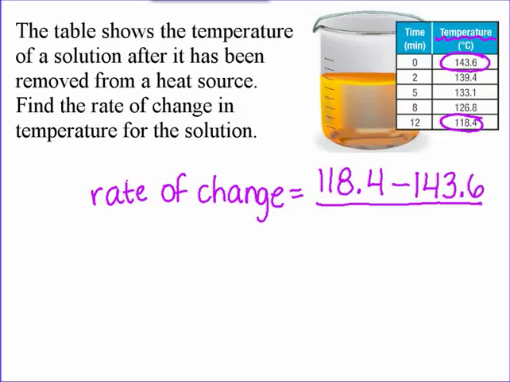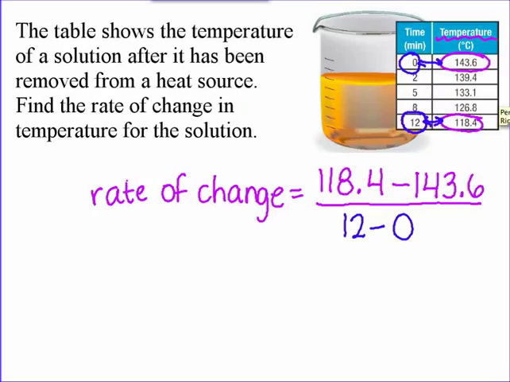Can somebody tell me what they think I'm going to divide by? Okay, close. It's actually going to be the other way around. It's going to be 12 minus 0. So the first terms in your fraction need to correlate. The 118.4 and the 12 correlate. They're on the same row right here. Likewise, the 143.6 and the 0 correlate. So now all I need to do is calculate that.